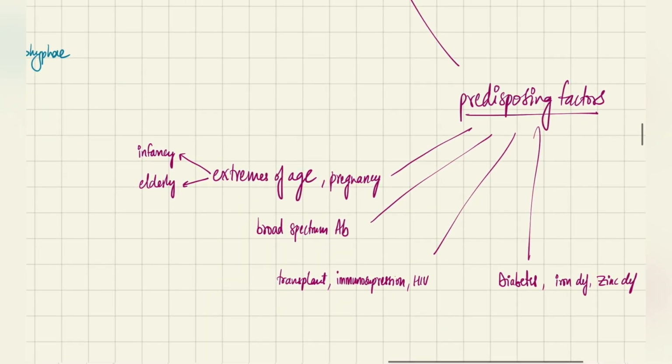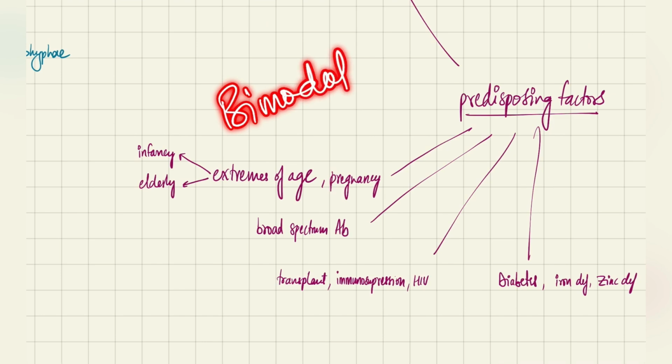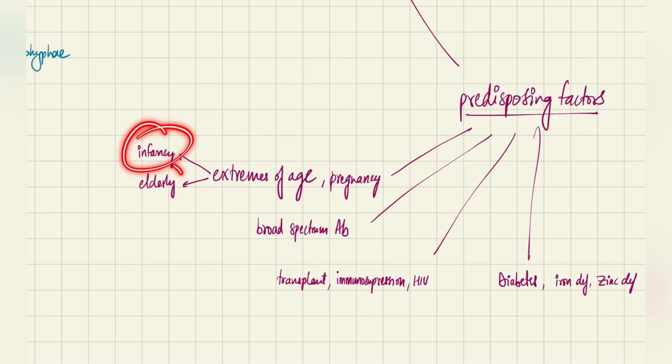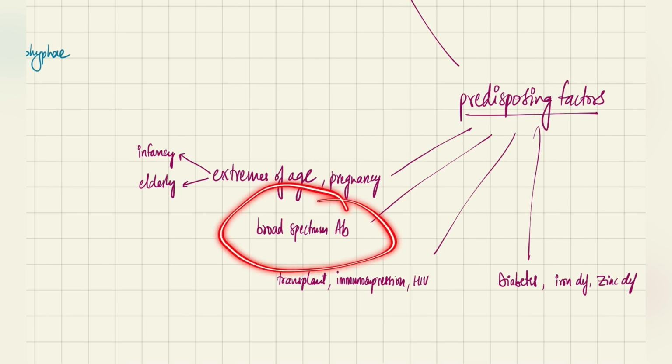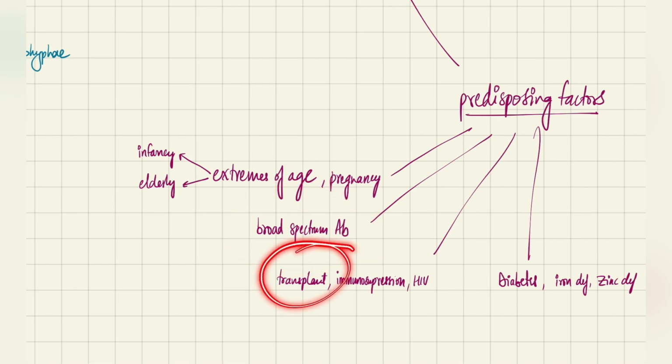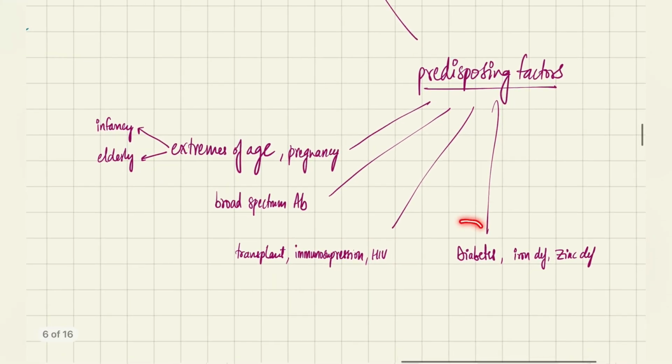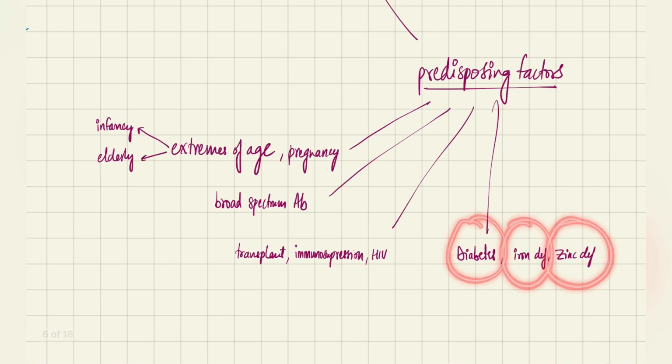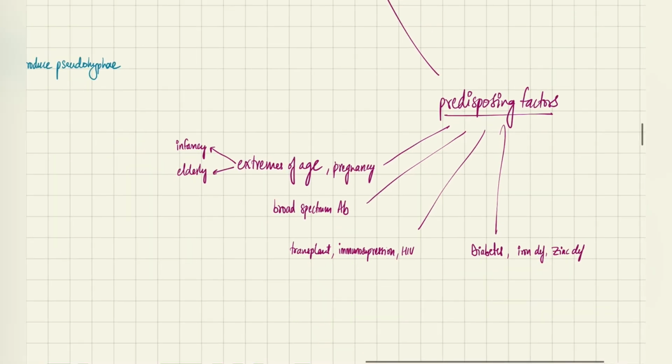The predisposing factors we have are extremes of age. Remember, it shows a bimodal expression. Bimodal meaning it shows in infancy and elderly. These are the two age groups which will show this disease. So extremes of age, pregnancy, then broad spectrum antibiotic use, transplant surgery or immunosuppression or HIV, diabetes, iron deficiency, zinc deficiency. All these make the immune system of the patient compromised, making them susceptible to candidiasis. So these are the main predisposing factors.